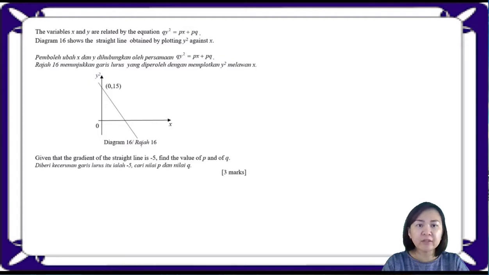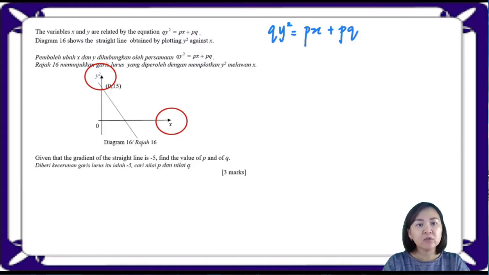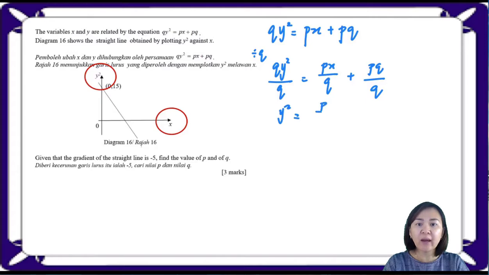To solve this question, we must transform the nonlinear equation into the linear equation. To transform it, we need to refer to the given diagram, which is y squared against x. To transform it into y squared against x, from the given nonlinear equation, we need to divide each term by q. After we divide each term by q, we get y squared equals p over q times x plus p.